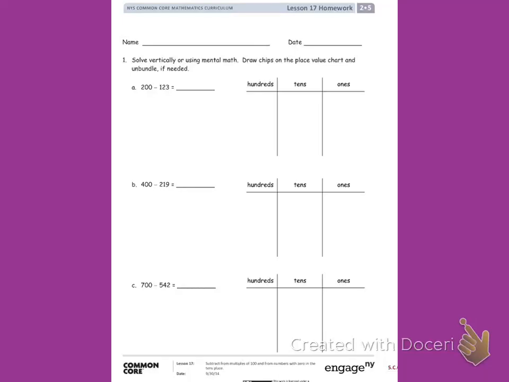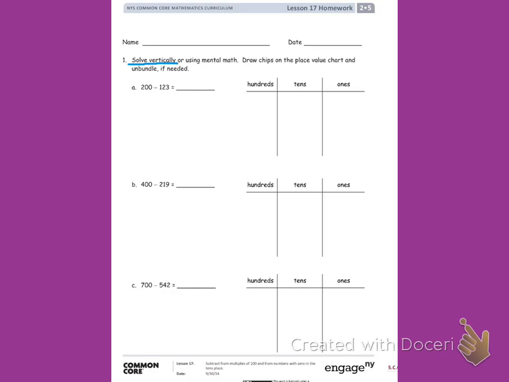Module 5, Lesson 17's objective is to subtract from multiples of 100 and from numbers with 0 in the tens place. Item 1. Solve vertically or using mental math. Draw chips on the place value chart and unbundle if needed. I'll go ahead and underline the important details.